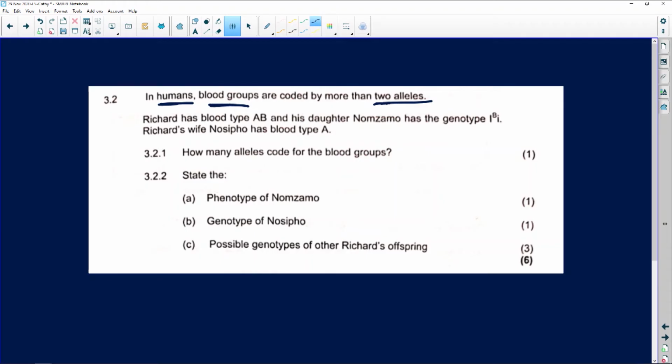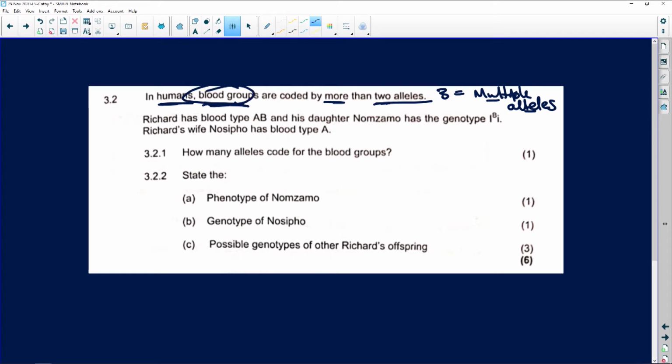When there's a mess and you have non-disjunction, you may end up with 3 copies of chromosome number 21, a child with 47 chromosomes, and you end up with a Down syndrome child. That's relevant for this exam as well. Now, you've always got 2 alleles, but when there are more alleles that code for the same thing, actually 3, we say it is multiple alleles. Multiple alleles will code for blood groups.